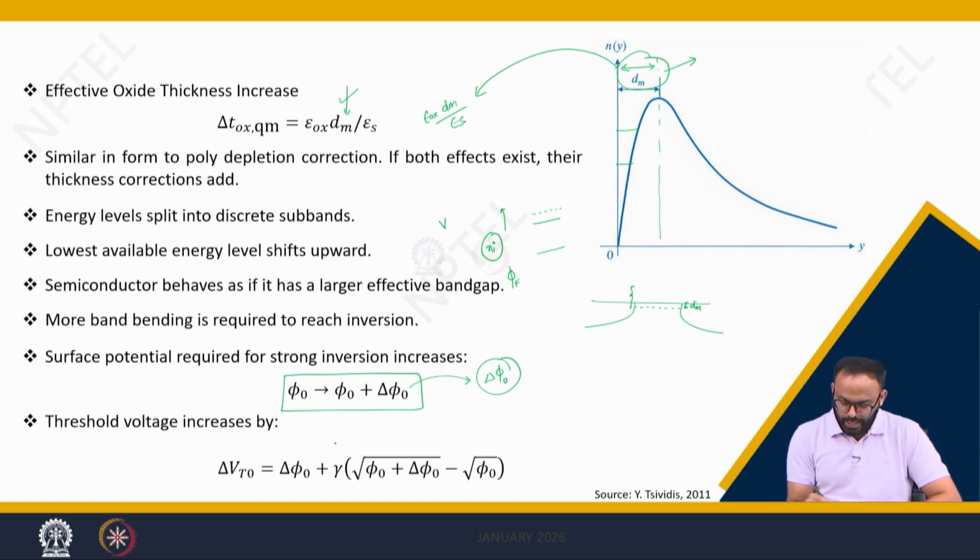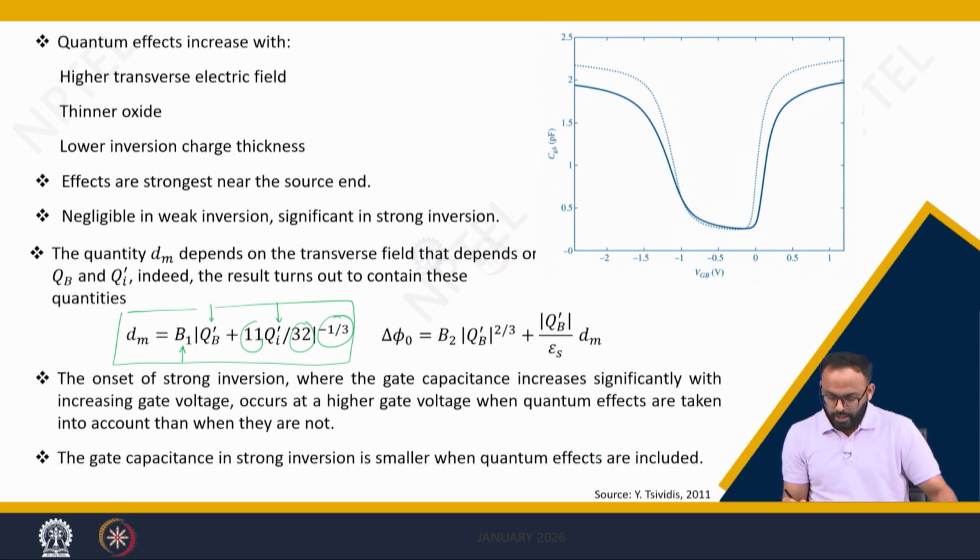So, we can simply write a new equation for threshold voltage, that is, the change in threshold voltage is delta phi naught plus gamma times the square root of phi naught plus delta phi naught minus square root of phi naught. Again, it requires quantum modeling to calculate what delta phi naught is. So, using different modeling approaches, we can find out the change, delta phi naught, that phi naught requires to add in the threshold voltage equation, such that the effective threshold voltage will increase because of this quantum mechanical effect.